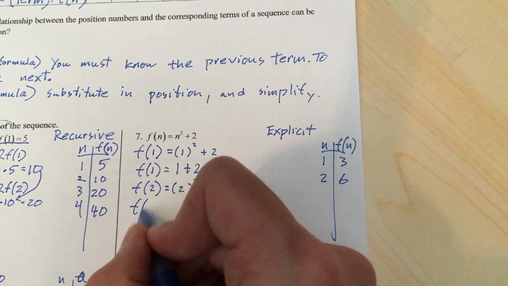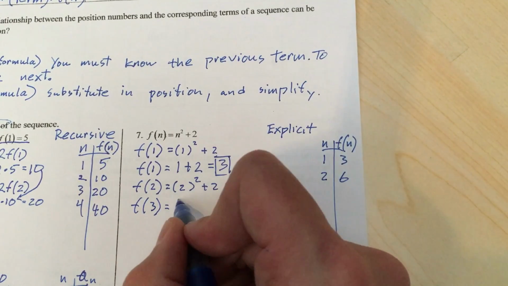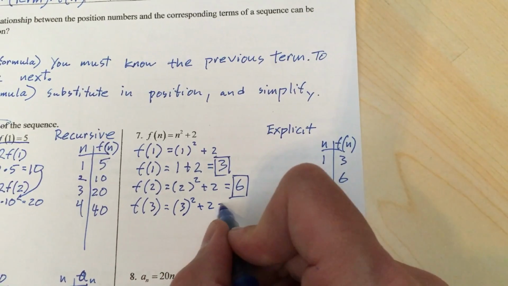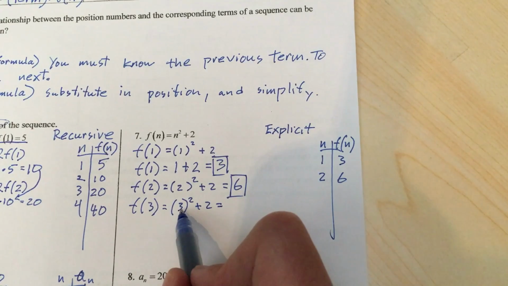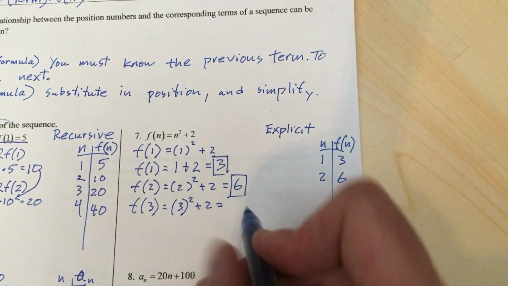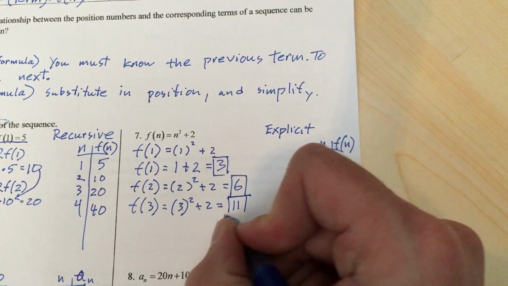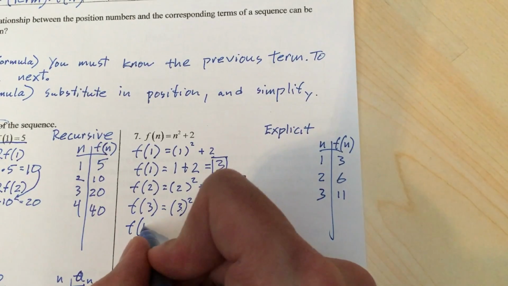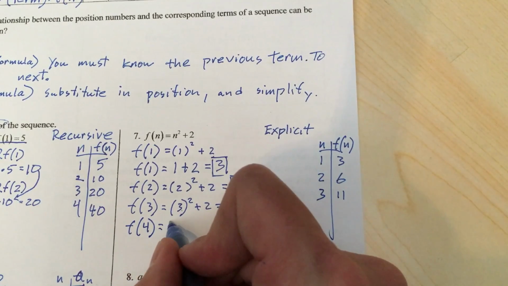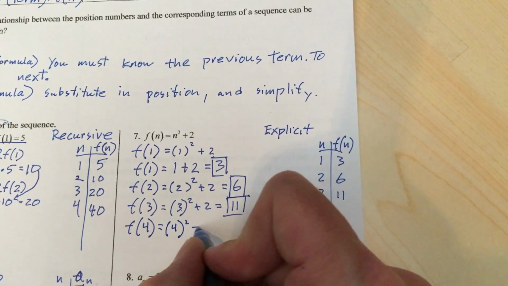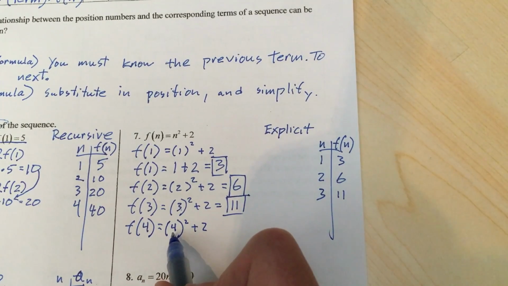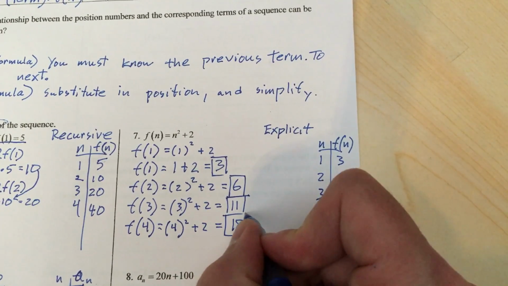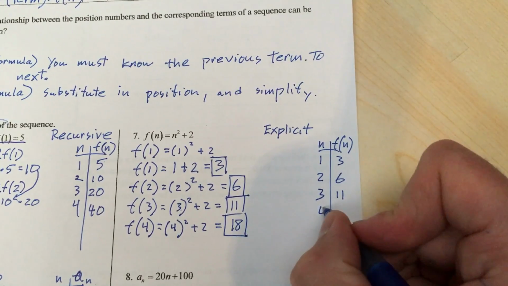And so now we're going to go f of 3. And we've got n squared plus 2. And that equals, well, 3 squared. 3 times 3 is 9. 9 plus 2 is 11. And so we have 3 in and 11 out. And we need to do one more. So f of 4 equals 4 squared plus 2. So 4 squared is 16. 16 plus 2 is 18. So we have 4 in, 18 out.